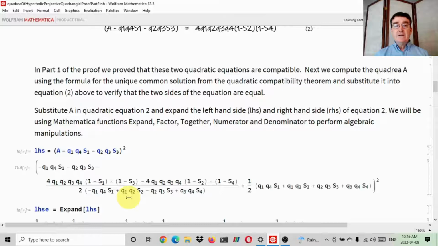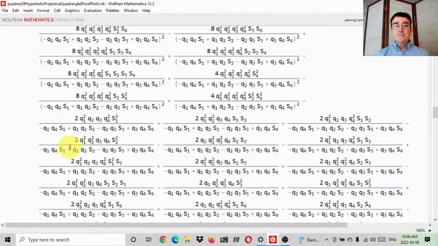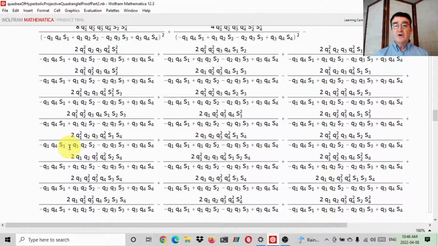Next, we're going to expand. We're going to use the Mathematica function expand to expand out the left-hand side. And we get this expression in terms of the quadrants and spreads. This long expression when we expand that out.